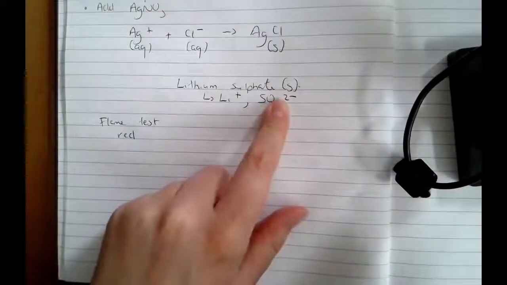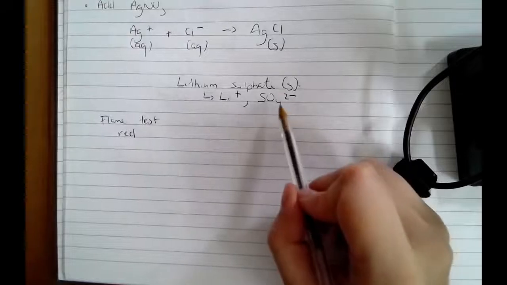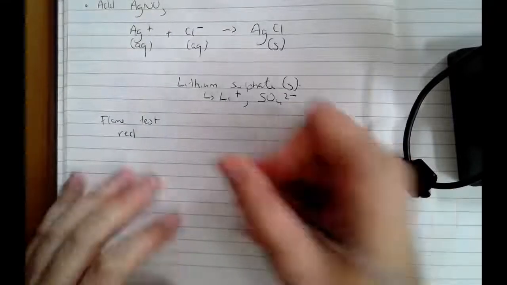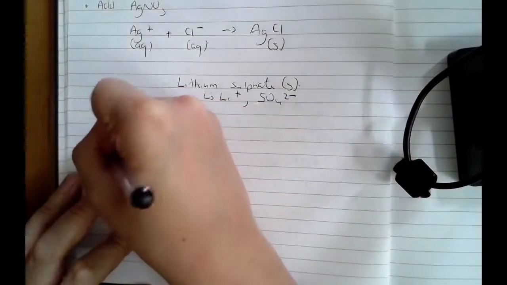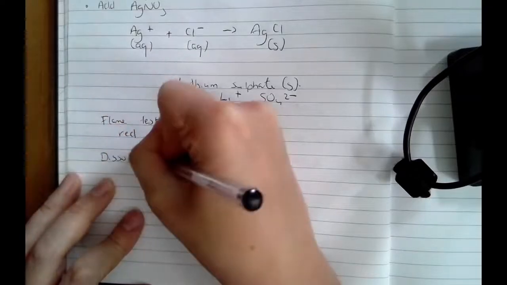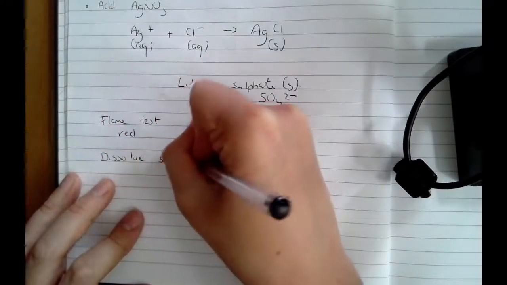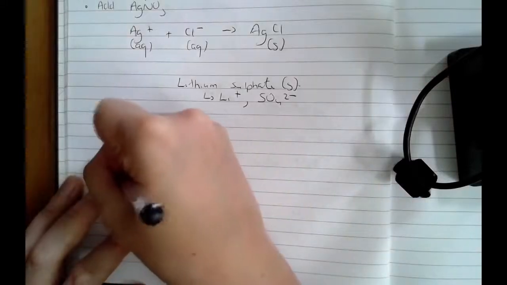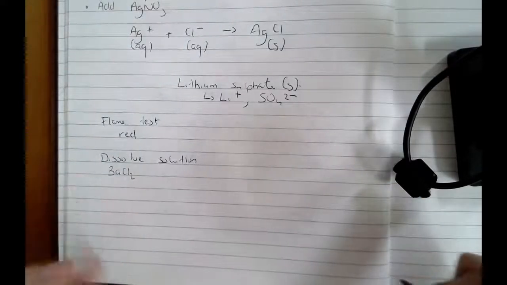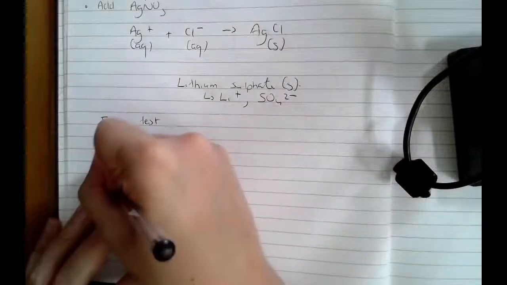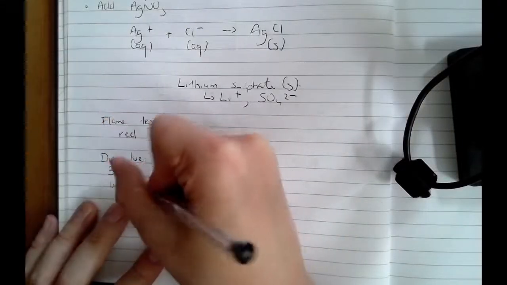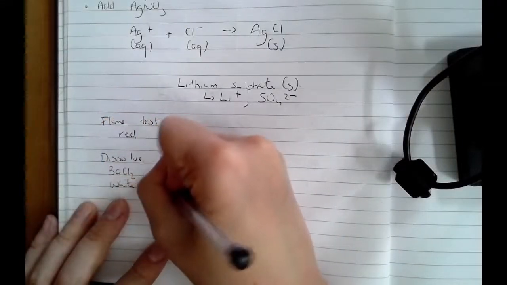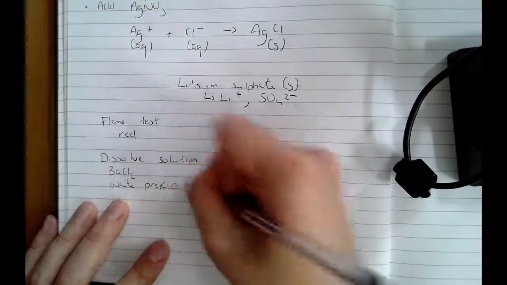And then you've got your sulfate ion. When we're doing these tests on the negative ions, it has to be in solution. So I'd first say that you have to take your lithium sulfate and dissolve it in solution. And once you've got it dissolved, then you're going to be adding your barium chloride. And again, if they asked you for an ionic equation for that reaction, it would be exactly the same as the one we wrote before.